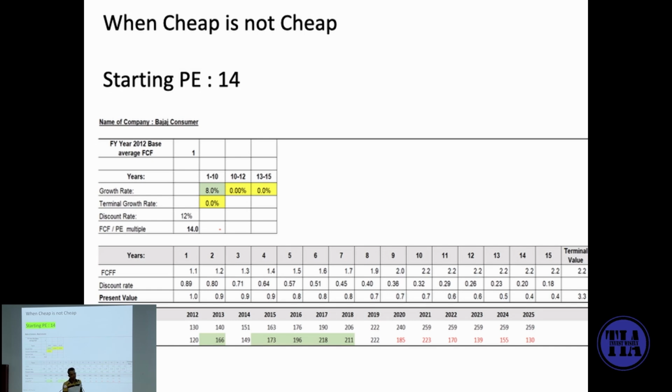So the assumption was, this company will grow only 8% for 10 years. After that, it doesn't grow at all.